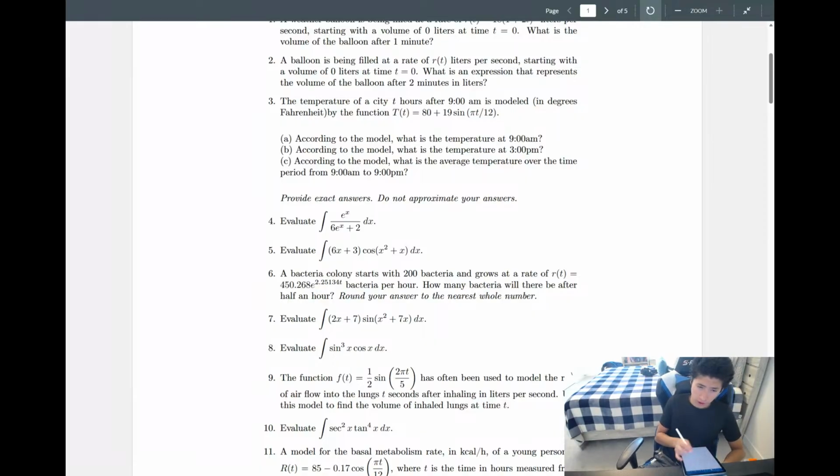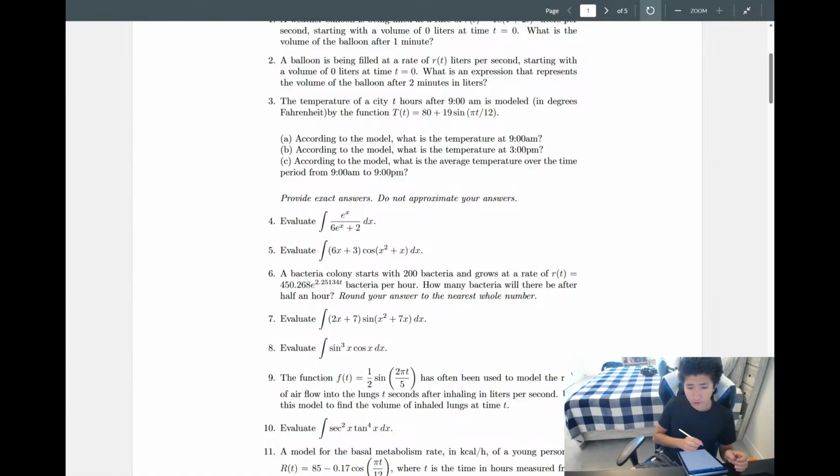For B, what is the temperature at 3 p.m.? 10, 11, 12, 1, 2, 3. That's t equals 6. So we have 6 pi over 12, which is pi over 2. Sine of pi over 2 is 1. 80 plus 19 equals 99. Very good.